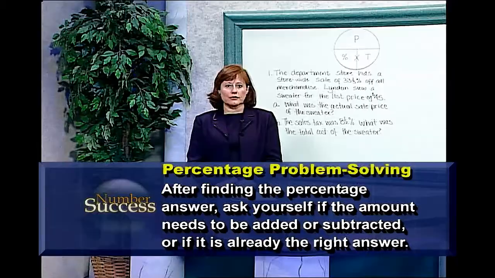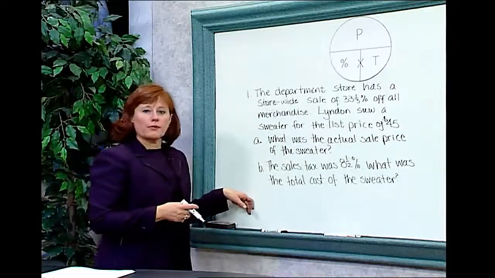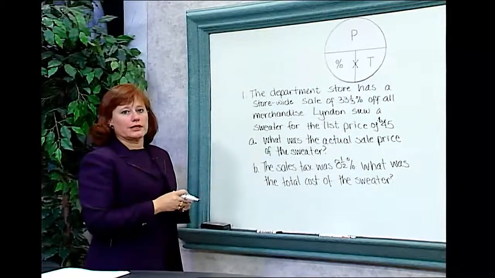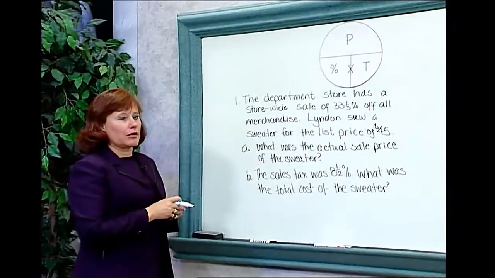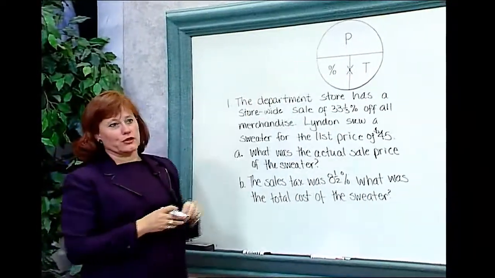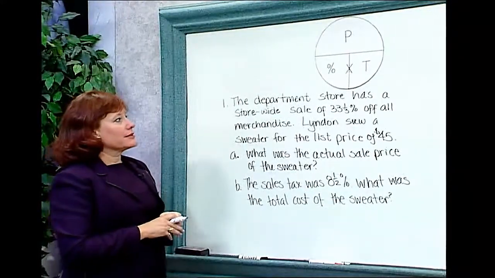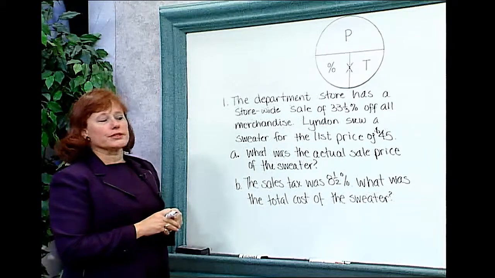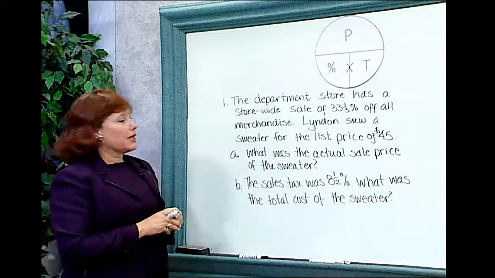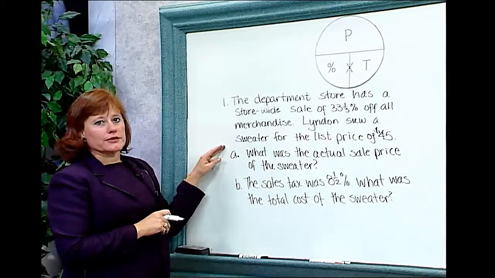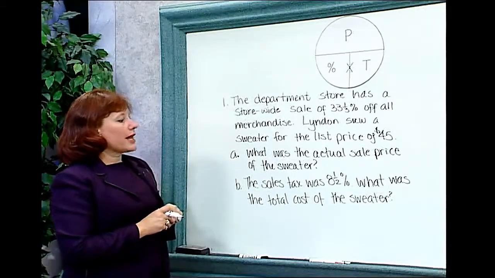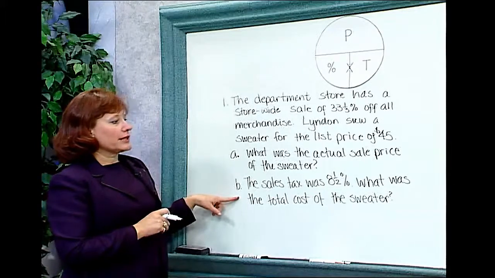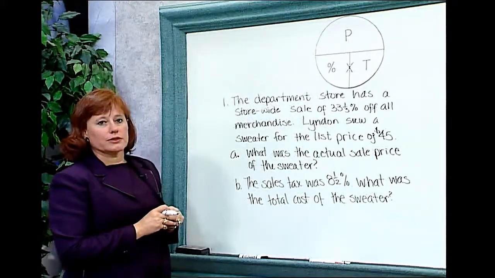When we look at the problem we've written on the board, it seems quite complex at the outset, but we know everything that we need to know in order to be able to solve this problem along with the help from the percentage circle. The problem says the department store has a store-wide sale of 33.33% off all merchandise. Lyndon saw a sweater for the list price of $45. What was the actual sale price of the sweater? And if the sales tax was 8.5%, what was the total cost of the sweater?